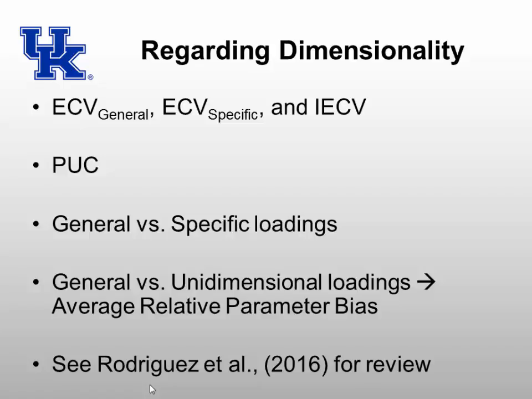Okay, so what are the ancillary Bifactor measures regarding dimensionality? Here they are, and there will be more coming. We're always developing new ones. We've got the family of ECBs. I'm going to go into each of these in detail. We've got PUC. We've got general versus specific loadings, general versus unidimensional loadings, which allows us to calculate the average relative parameter bias. Rodriguez et al. 2016 is a lovely summary of all these. If you want to read an article about each of these, check that paper out.